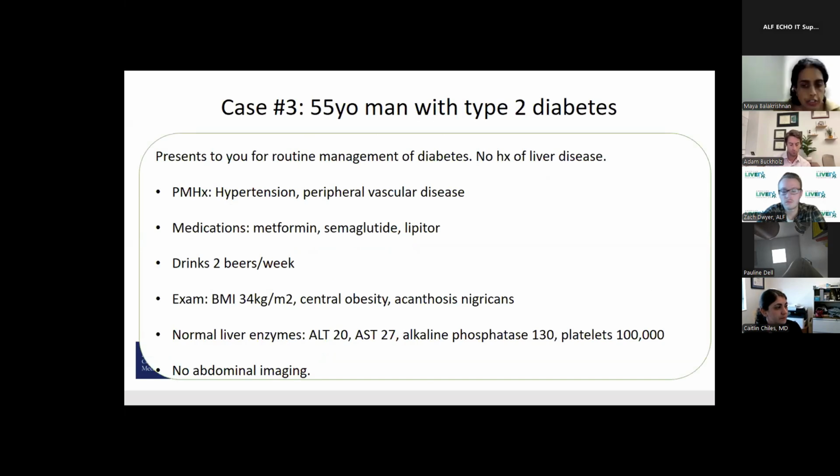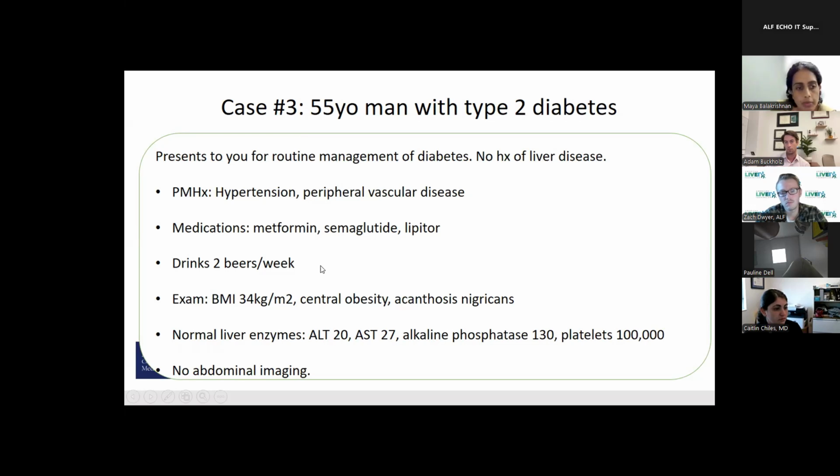So let's move on to our third and final case. This is a 55-year-old man with type 2 diabetes. So he's coming into your office for routine management of diabetes. He has no history of liver disease. And his medical history, you see, is notable for hypertension. He also has peripheral vascular disease. These are his medications. He takes metformin, semaglutide, Lipitor.